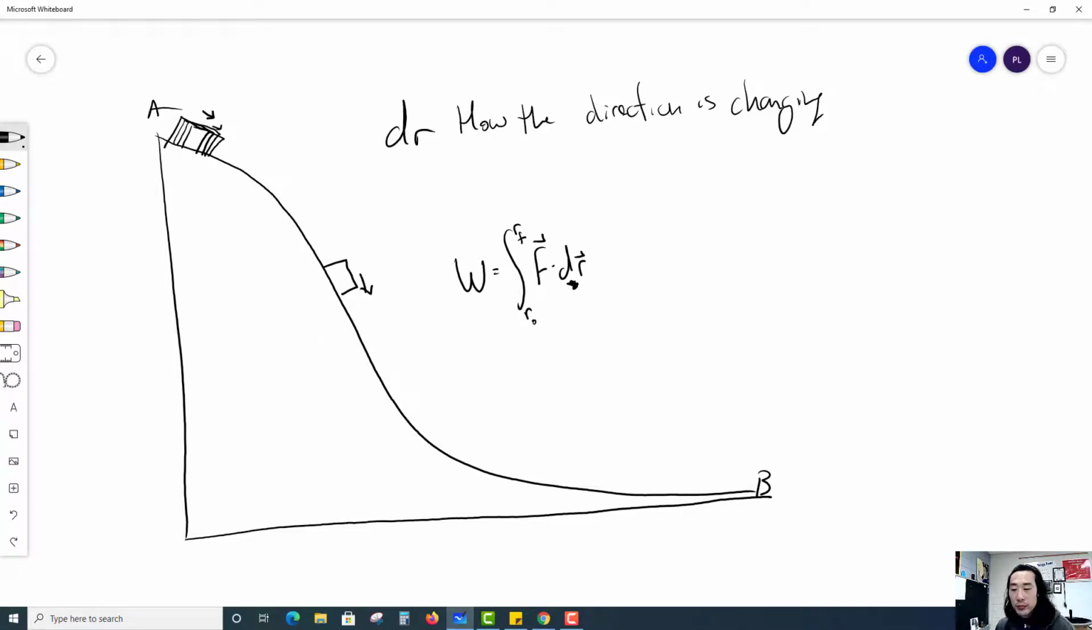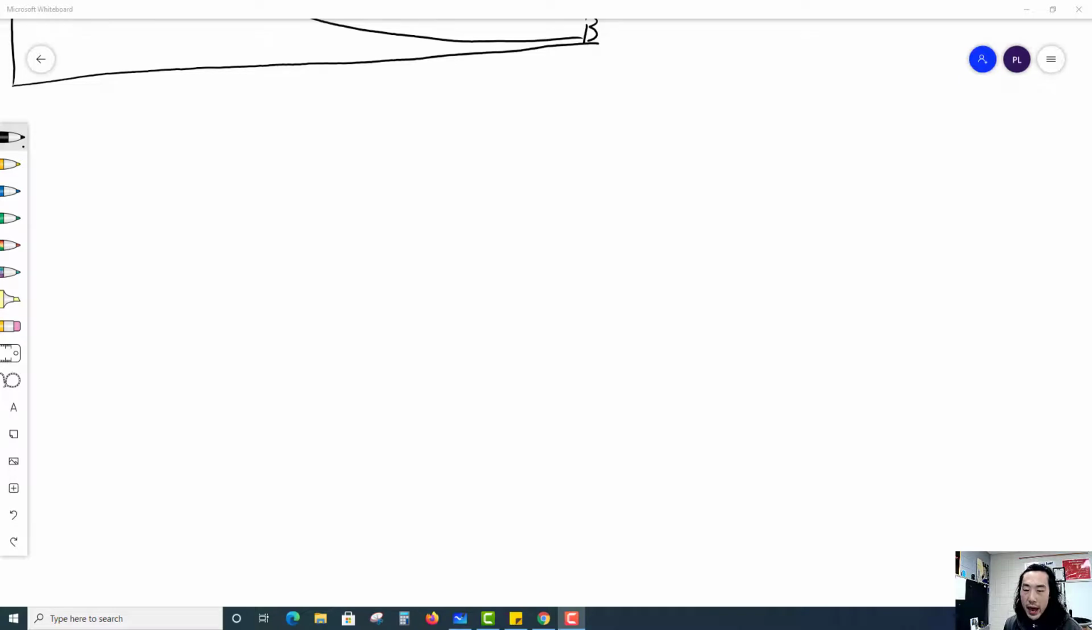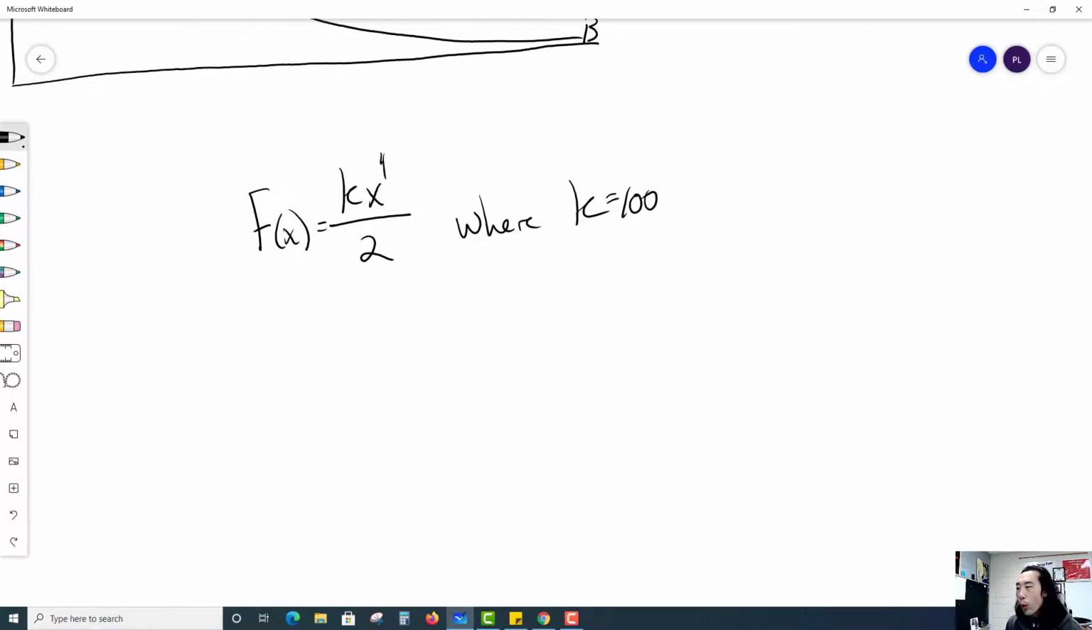All right, let's try a practice problem. So let's say we're given a function of a force where F of x is equal to kx to the fourth divided by 2, where k is a constant, and we'll just use the number 100. So what is the work done if this force goes from the initial position of 0 meters all the way to the final position of 2 meters? All right, so what this tells us is that we have this force, and that force is given to us by this function, and this force is dependent on the location.